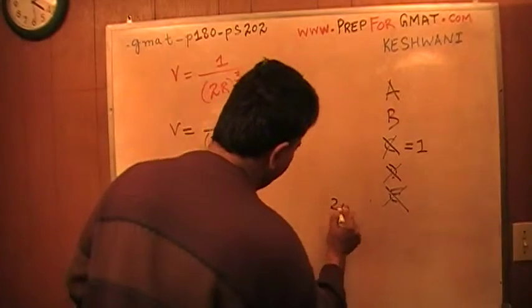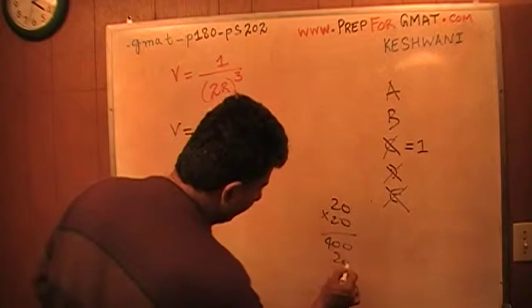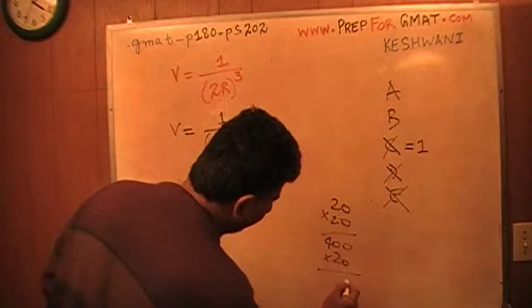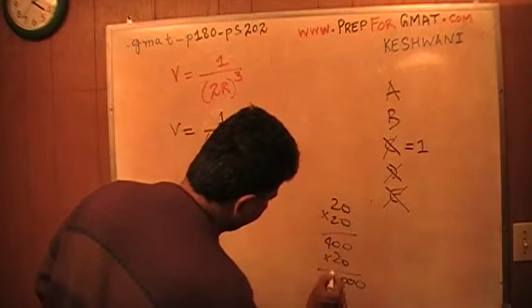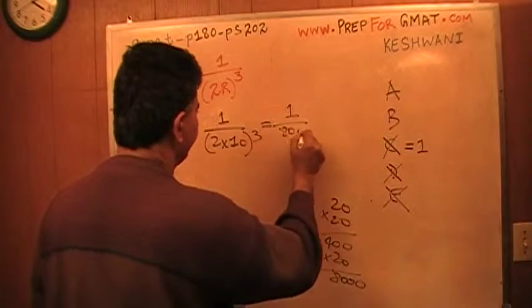and 20 cubed, I'm going to quickly figure out. 20 times 20 is 400. I hope you know that. And 400 times 20 is going to give me 3 zeros. And then 2 times 4 is 8. So it's going to be 1 over 8,000.